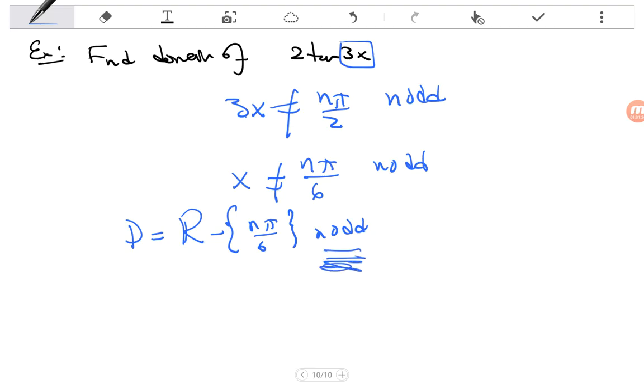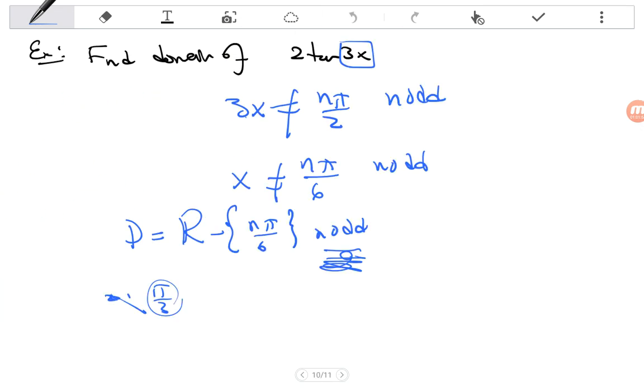If that condition is not written, then it is a wrong domain. If you put, for example, n equal to 2, n pi over 3 is an accepted value. So if n is even, it is an accepted value inside the tan. Only odd values are not accepted. What if I need to find the frequency and period of this function?